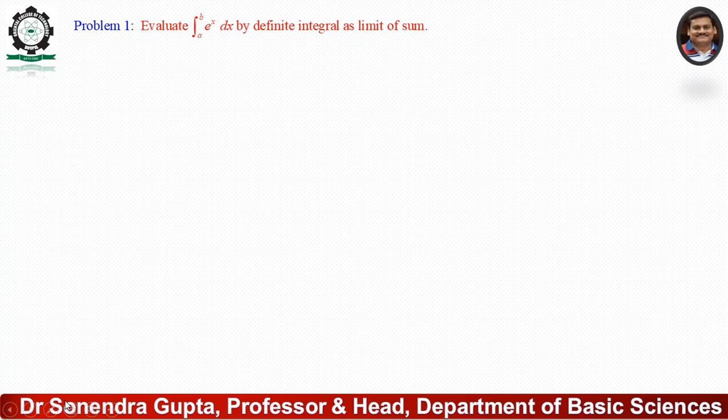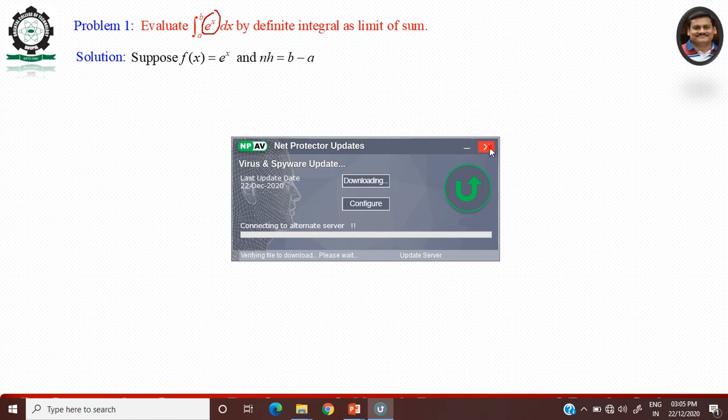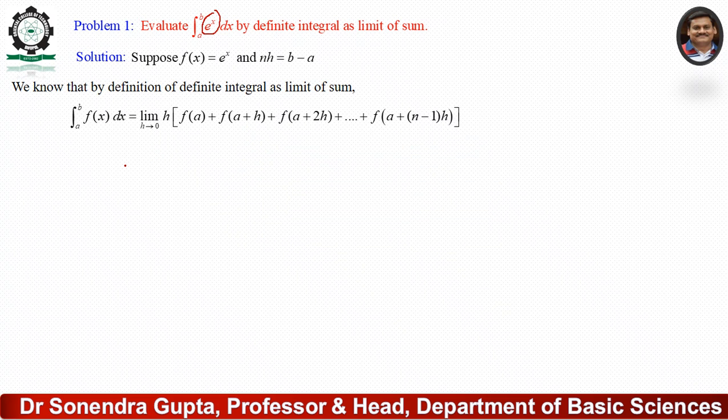Our first question is: evaluate the integral from a to b of e to the power x dx by the definite integral as limit of sum. Here we see that our function is f of x equals e to the power x, so that nh equals b minus a. And we know that by the definite integral as limit of sum, the integral from a to b of f of x dx equals the limit as h tends to 0 of h times [f of a plus f of a plus h plus f of a plus 2h up to f of a plus n minus 1 h].